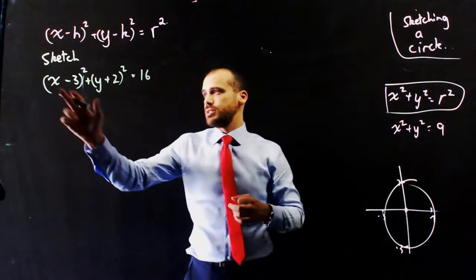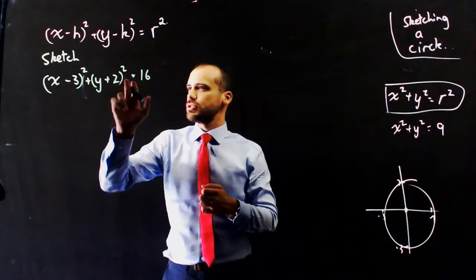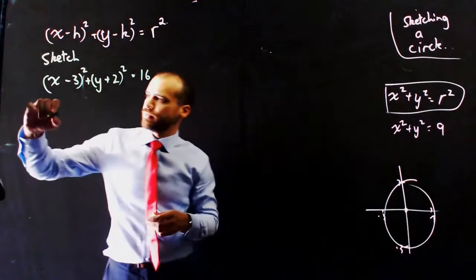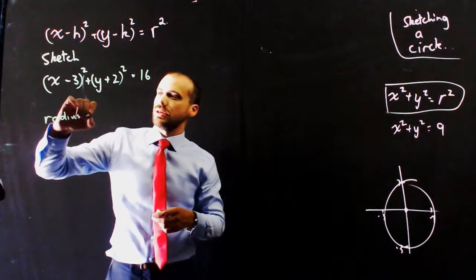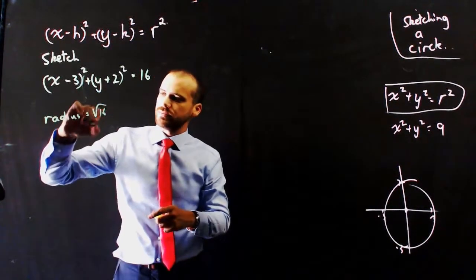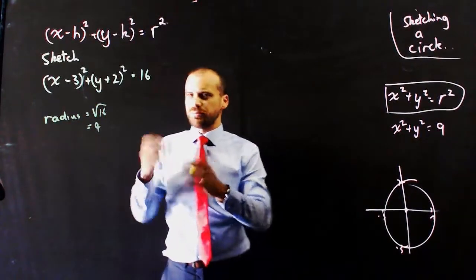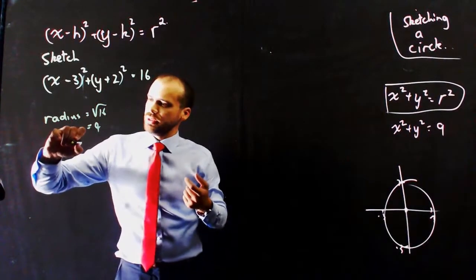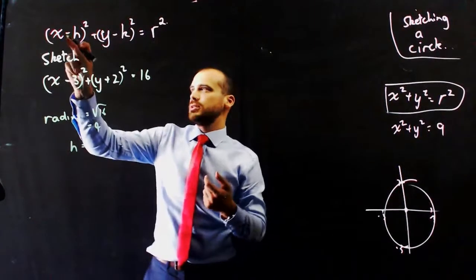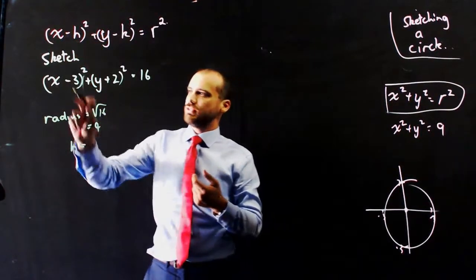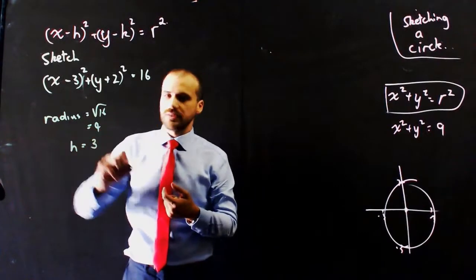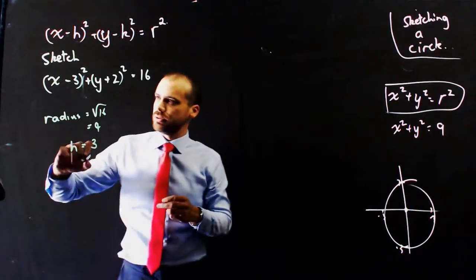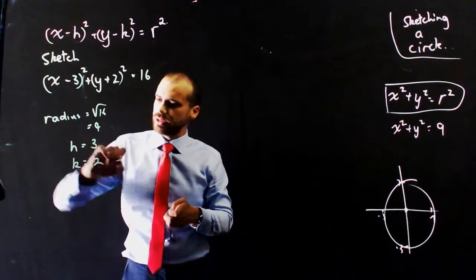So if I was asked to sketch this, x minus 3 squared plus y plus 2 squared equals 16, I'm going to know a couple of things straight away. One, I know that the radius is equal to the square root of 16, which in this case is 4. Positive or negative doesn't really matter, a radius is positive. Now, the h value: see that the original is like negative h, so our h value is the opposite of negative 3, it's positive 3. And our k value is the opposite of positive 2, so our k value is equal to negative 2.